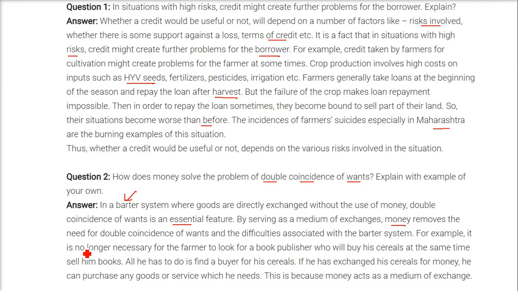For instance, it is no longer necessary for the farmer to look for a book publisher who will buy his cereals and at the same time sell him the books, meaning they both should need each other's stuff. All he has to do is to find a buyer for his cereals. And if he has exchanged his cereal for money, mudra or paisa, he can purchase any goods or services which he needs. This is because money acts as a medium of exchange.